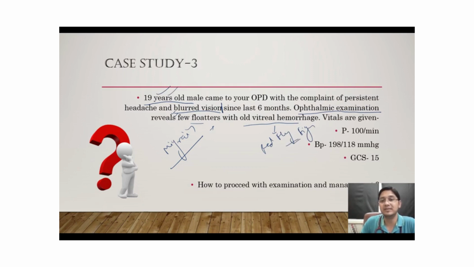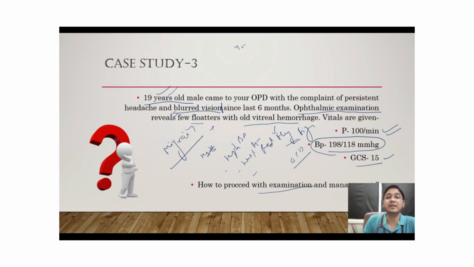So vitreous hemorrhage, so we monitor his vitals. We see that BP is 198 by 180, but GCS is okay. So patient has very high BP, yet symptoms are less. GCS is 15. Patient is conscious. He is in our OPD. So how are you going to proceed with the examination?